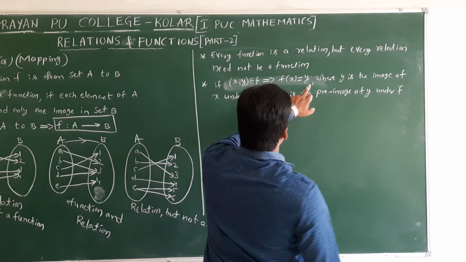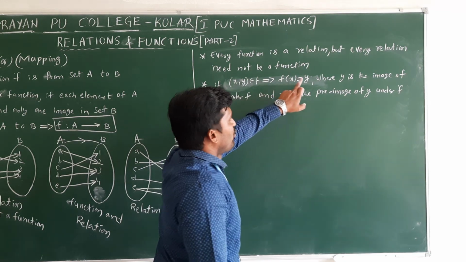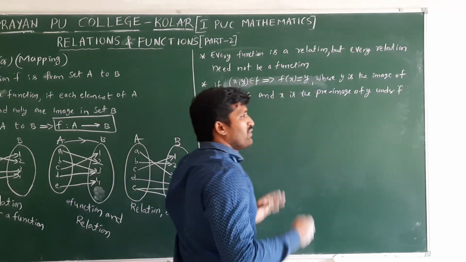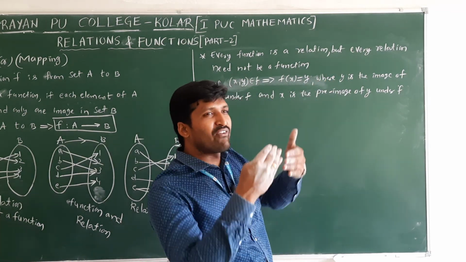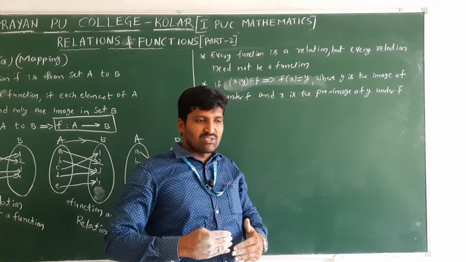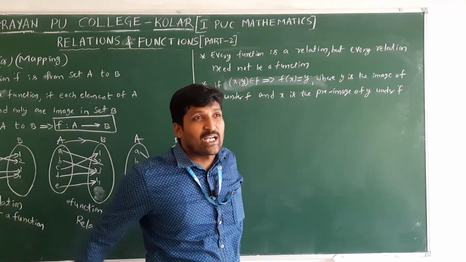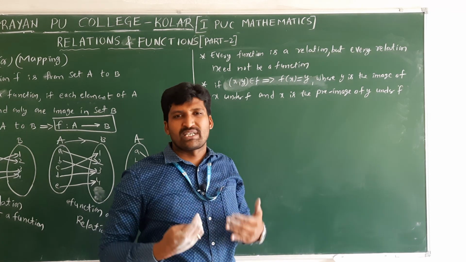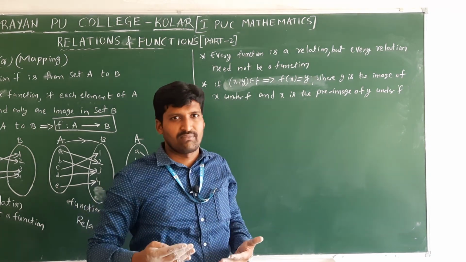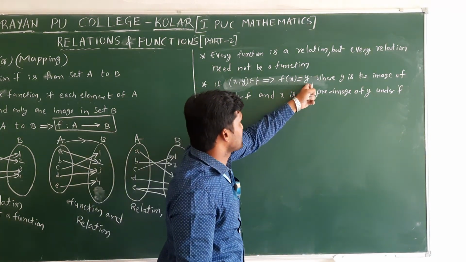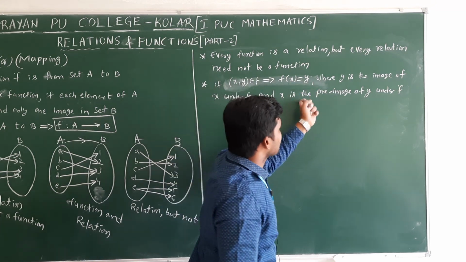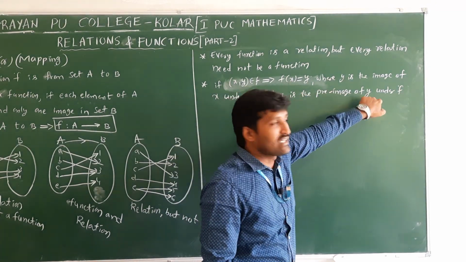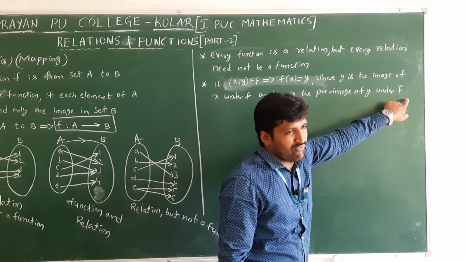The function gives y in terms of x. Here y is the image of x. For example, if you are standing in front of a mirror, we can see our image in the mirror. The pre-image is any object standing in front of the mirror. Clear? That is why y is the image of x means x is the pre-image of y under the function f. Clear?